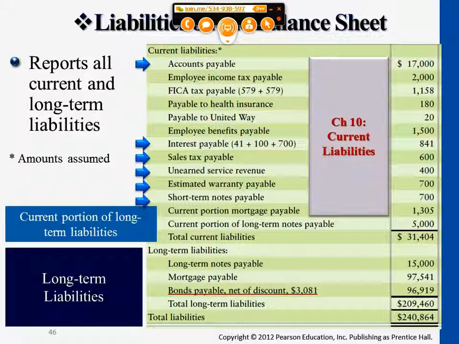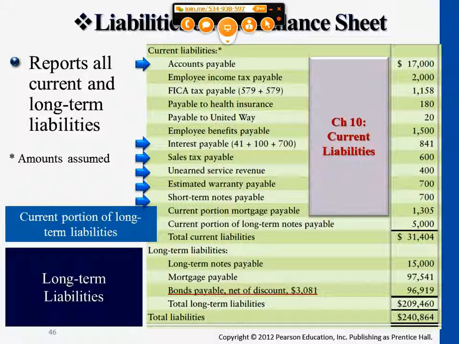Okay, so for current liabilities in Chapter 10, we talked about accounts payable, interest payable on short-term notes, sales tax payable. Talked about unearned service revenue. Remember, collecting money first and then providing service. At the time point when we collect the money, it's the liability. Estimated warranty payable is part of contingent liability, the possible liabilities that will likely occur.